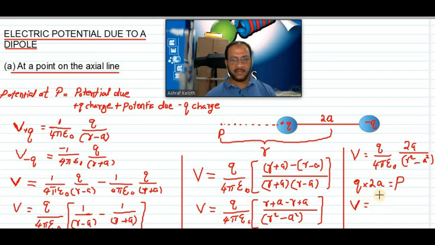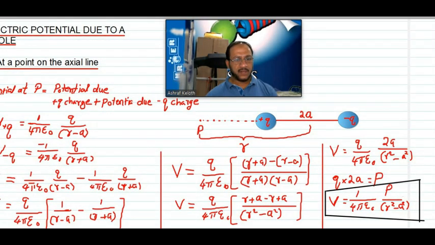The potential due to a dipole is given by 1 by 4 pi epsilon naught, with Q into 2A substituted as the magnitude of the dipole moment P, divided by R square minus A square. This is the equation for electric potential at a point on the axial line of a dipole, at a distance r from the center of the dipole.